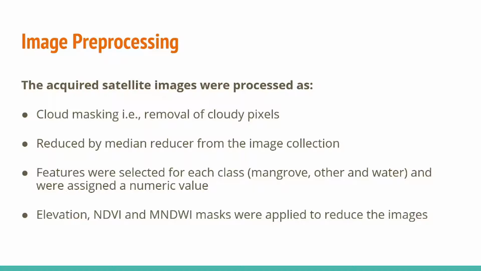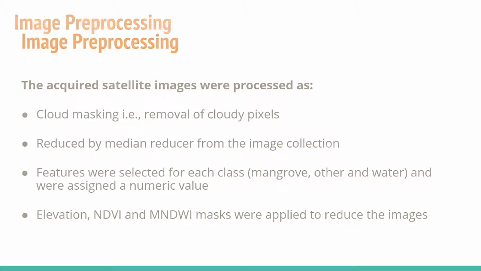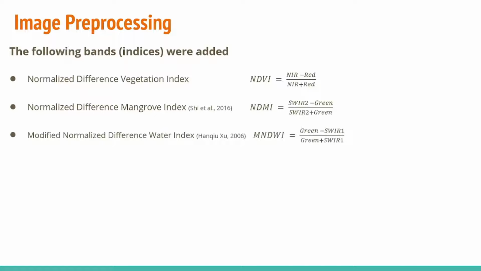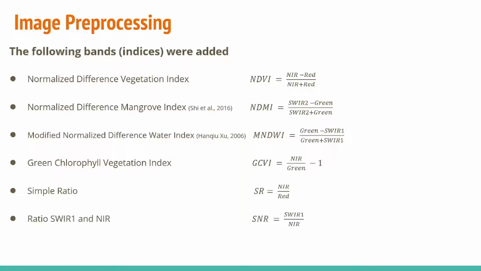Elevation, NDVI and MNDWI masks were applied to reduce the images. The following indices or bands were also added. The first one was NDVI, and then NDMI, which is the normalized difference mangrove index. MNDWI was also added as a band. Then GCVI, simple ratio, the band ratio between shortwave infrared 1 and near infrared, and the ratio between red and shortwave infrared 1.